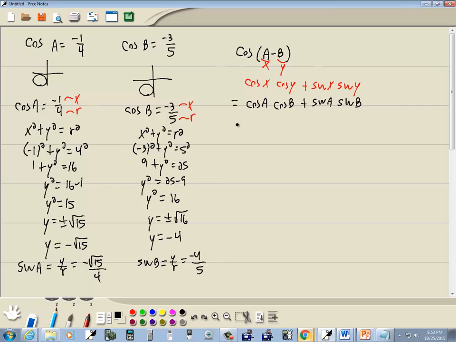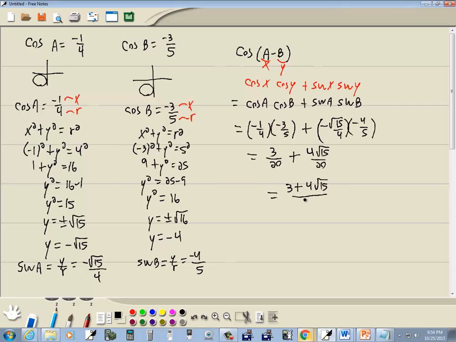So now we have everything to plug in. Cosine A was given as negative 1/4. Cosine of B is negative 3/5. Plus sine A, which was negative square root of 15 over 4, times sine B, which was negative 4/5. So that's going to give us 3 over 20. Negative times negative is positive, and we get 4 square root of 15 over 20. Merging these into a single fraction, we get 3 plus 4 square root of 15 over 20. And that's our answer.